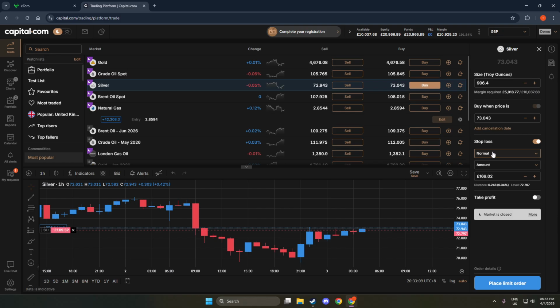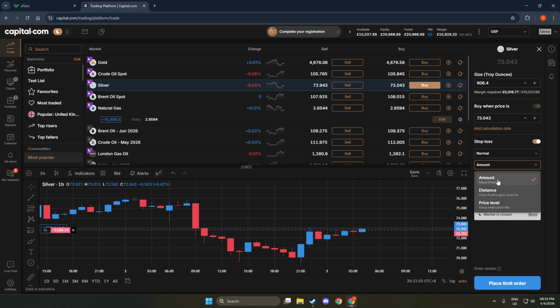Now choose how you want to set the stop loss. You have three flexible options: by price, by distance, or by the amount you're willing to risk. If you choose price, you'll type in a specific level on the chart where you want the trade to close. This is helpful when you already know a key level you don't want price to break.